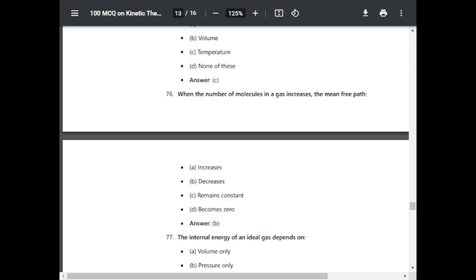The correct answer is B, decreases. When the number of molecules in a gas increases, the mean free path decreases.